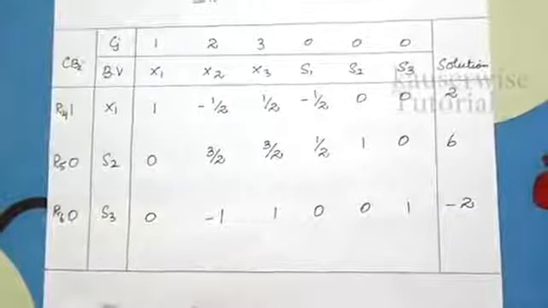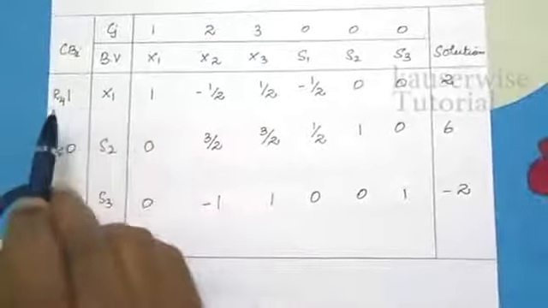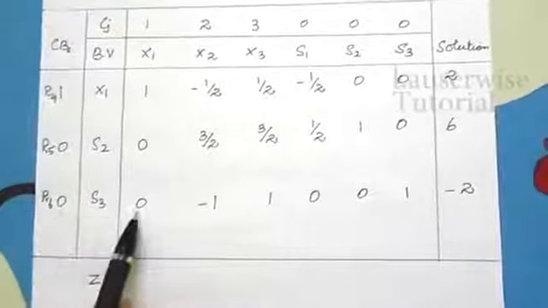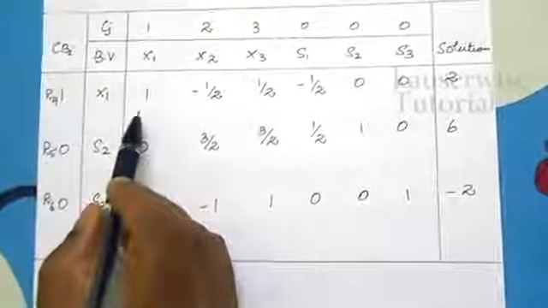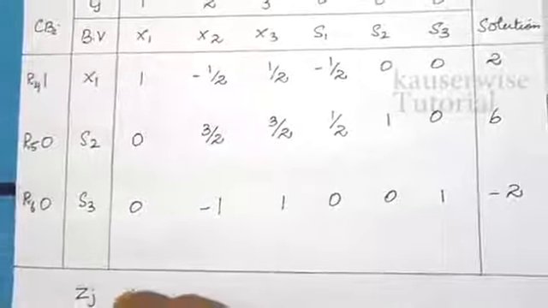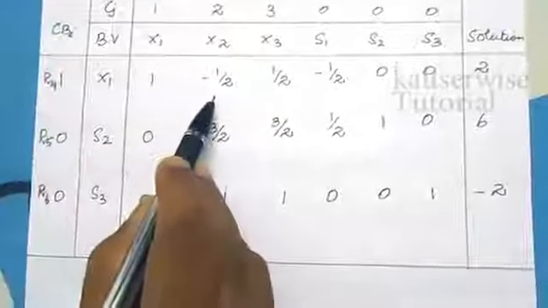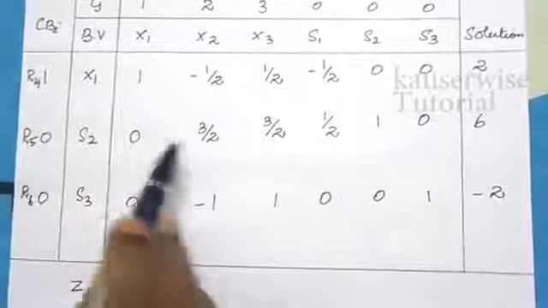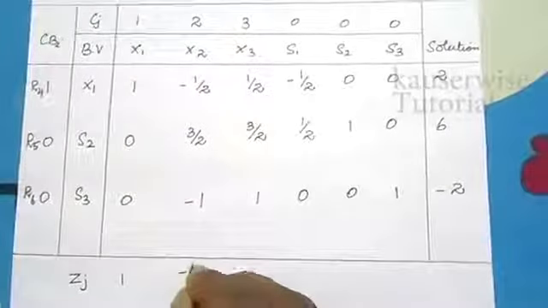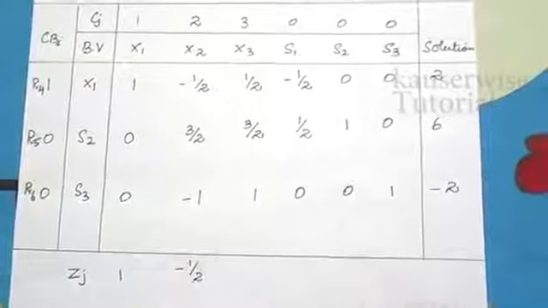Now we need to find Zj. For Zj, take the first value, this into this plus this into this plus this into this. So 1 into 1 plus 0 into 0 plus 0 into 0 is equal to 1. In the same way, for the second value, 1 into minus 1 by 2 plus 0 into 3 by 2 plus 0 into minus 1. Minus 1 by 2. In the same way, we need to find Zj for all other values also.